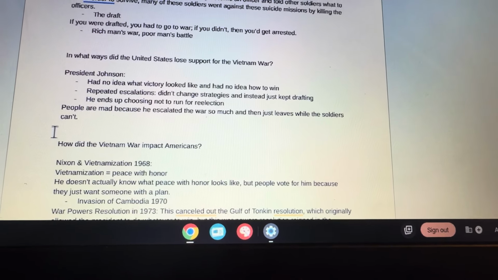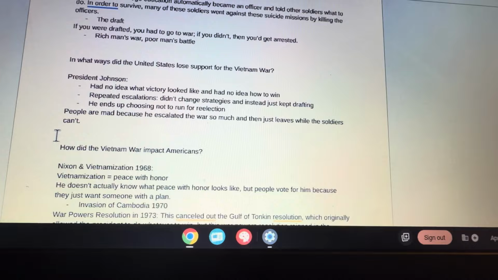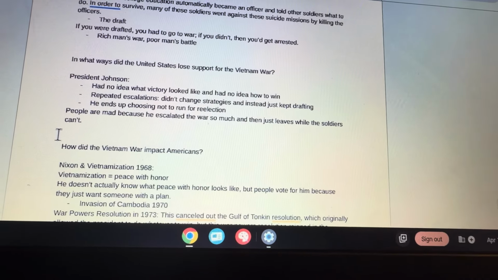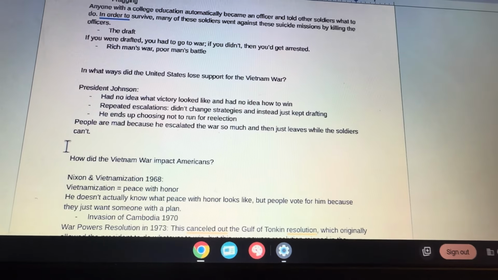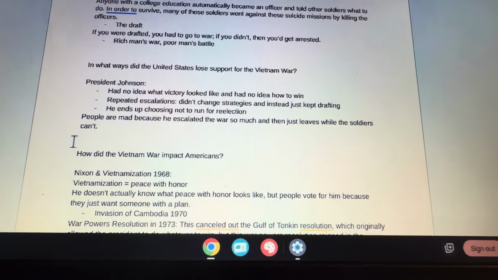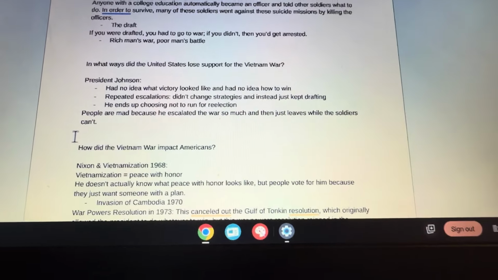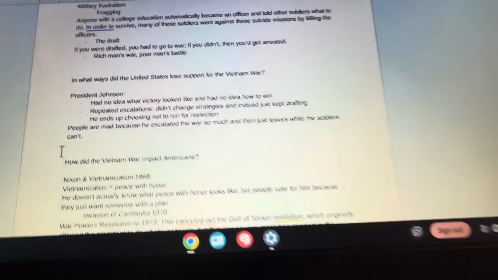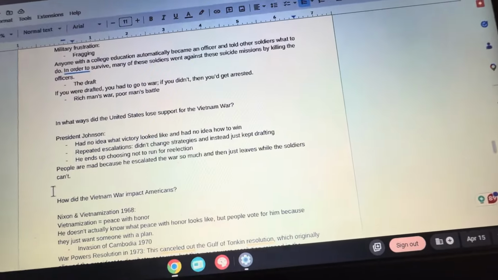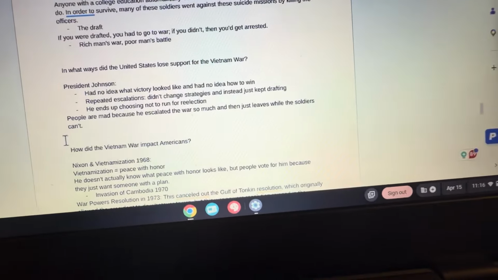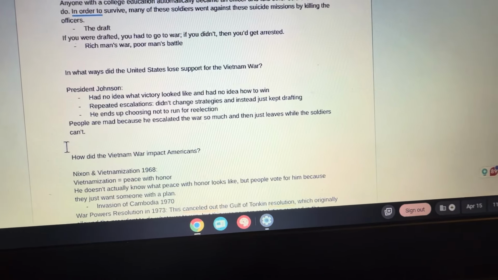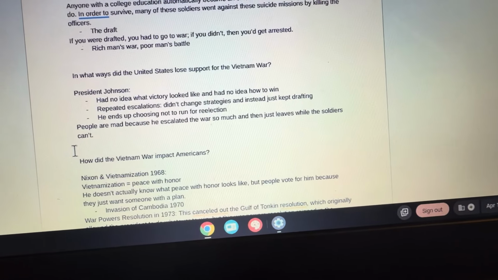So, anyone with a college education automatically became an officer and told other soldiers what to do. Say there was a hill with enemy soldiers on it. This officer would tell the soldiers they were in charge of that, okay, we're going to attack this hill tomorrow. And then the other soldiers would know that it's a suicide mission. And then they'd be like, you know what? No, I'm not going to do that. So then they would kill the officer by throwing a grenade under the sleeping bag while they slept.